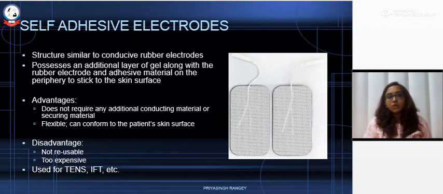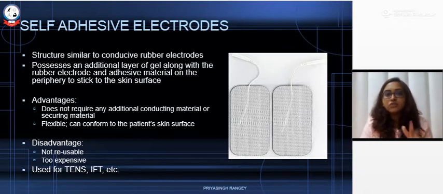The last kind of surface electrodes are the self-adhesive electrodes. Self-adhesive electrodes, like you can see in the figure, seem just like the rubber electrodes. The only difference between the self-adhesive electrodes and the rubber electrodes is that you have an additional layer of gel over this kind of rubber surface, and you also have a layer on the periphery that is made up of some adhesive material. So you do not require any additional gel to be applied over the electrode.